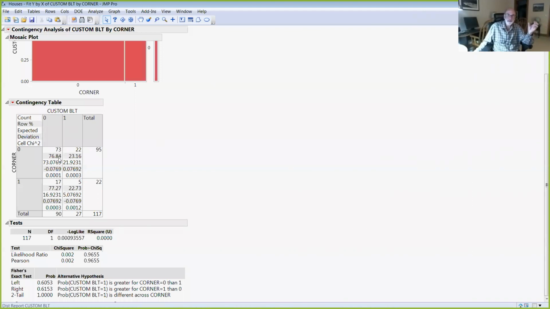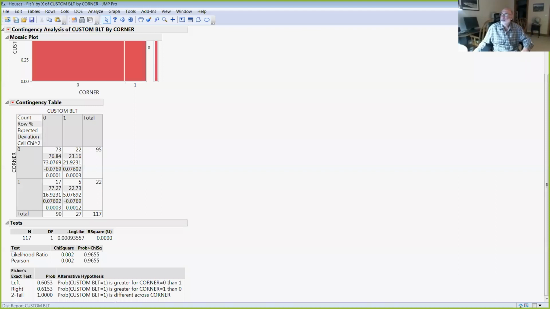Because we're looking at the differences between the fraction that we found, the percent of the houses, corner and non-corner, that are custom built, from what we would expect to find if the hypothesis was true that it's unrelated to whether or not the house is on the corner. So we're looking at how much the percents that are on the corner and not on the corner differ from what those percents would look like if we in fact had no relationship and the same percent of houses on the corner and non-corner were custom built or not custom built. So that's yet another hypothesis test.